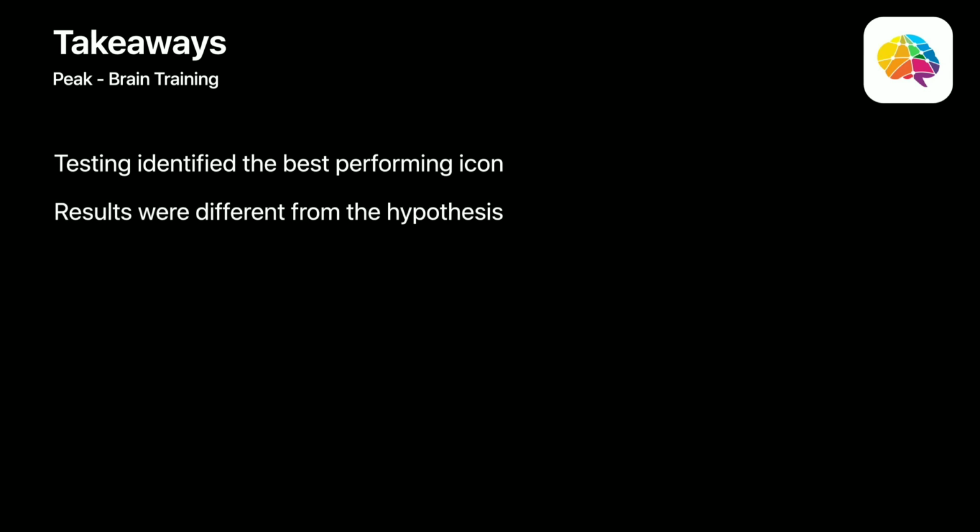So the takeaways are, across 4 variants, testing confirmed that the icon with the image of the brain converted users the best. Results were different from the hypothesis. The robot icon performed worse than the control, which means that the developer was able to make a data-driven decision informed by the results from their product page optimization testing.